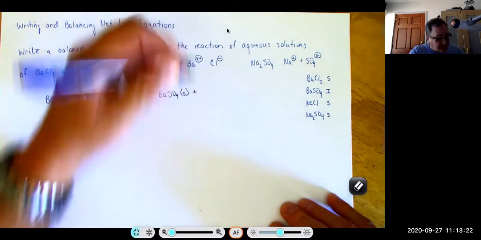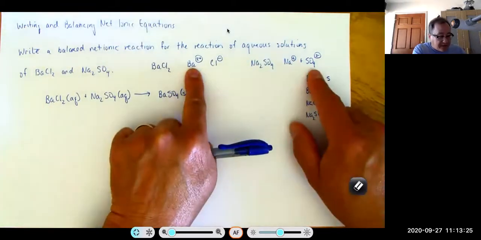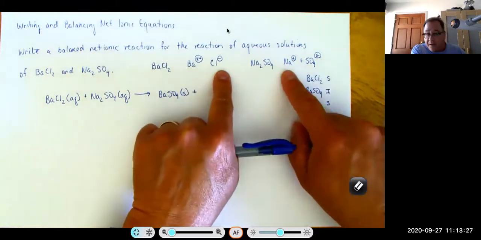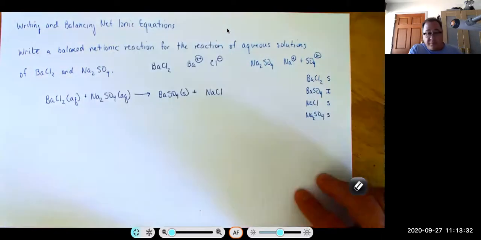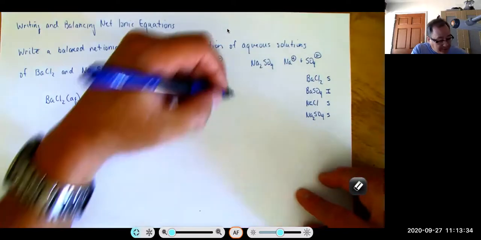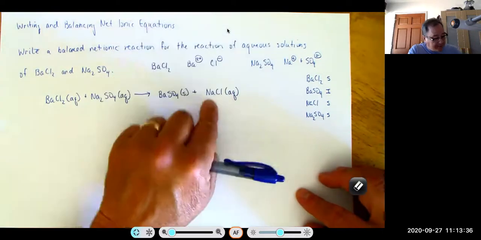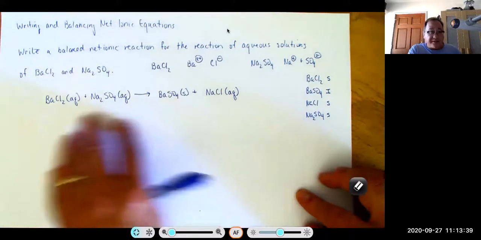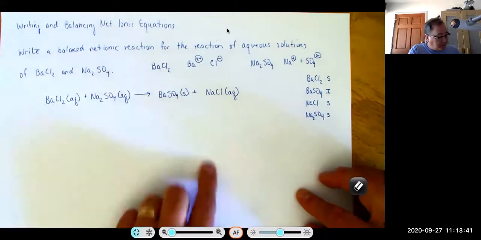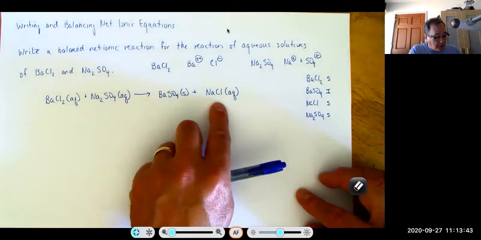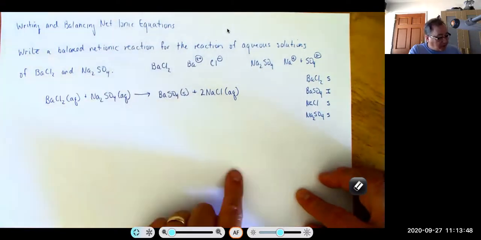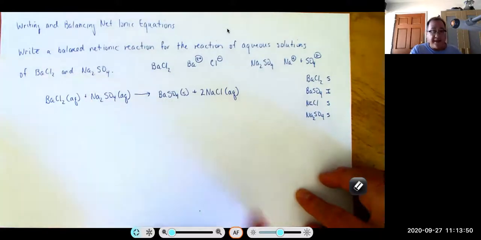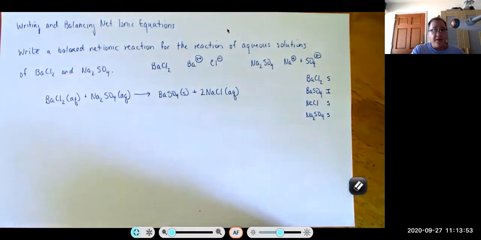And since I've used the barium ion and the sulfate ion, I have to use the remaining ions for my reaction. One of each because they're +1 and -1 respectively. And this will be aqueous because of the sodium. Now let's make sure it's balanced. One barium, two chlorides, one chloride, so I put a 2 here. Two sodiums, one sulfate, and it's balanced. So this is the reaction.